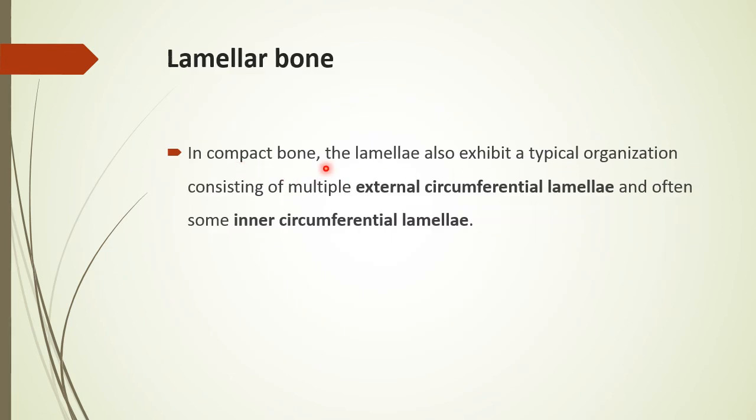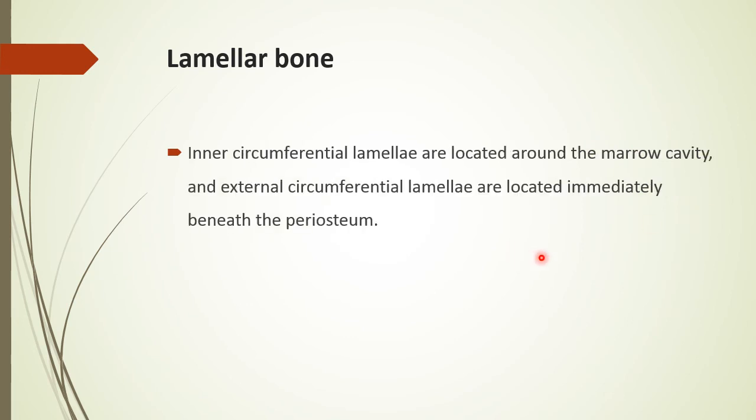In compact bone, the lamellae also exhibit typical organization. There is another type of lamellae called external circumferential lamellae, which are on the outside, and often also some inner circumferential lamellae, from inside. The inner circumferential lamellae are located around the marrow cavity, on the inner side. And the external circumferential lamellae are located immediately beneath the periosteum.